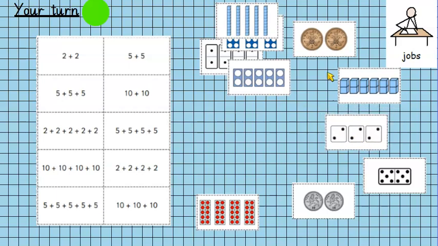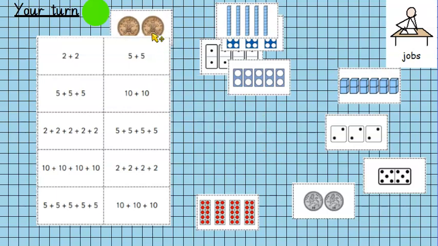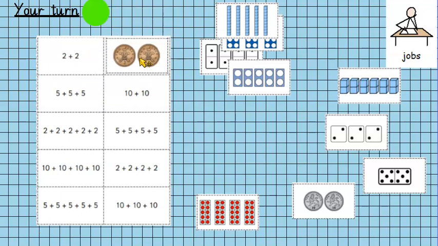That's not right. Oh, look. A 2p coin, and a 2p coin. A 2 and a 2. So in my maths book, I would glue that picture next to the correct number sentence.